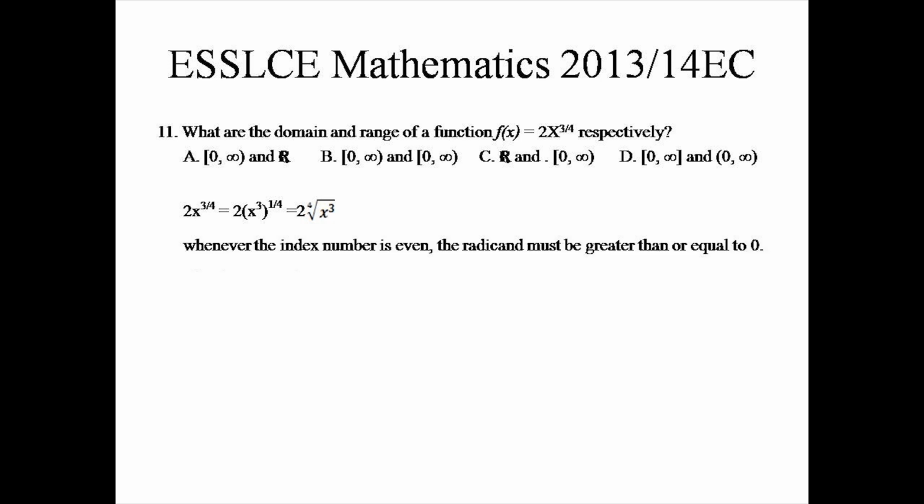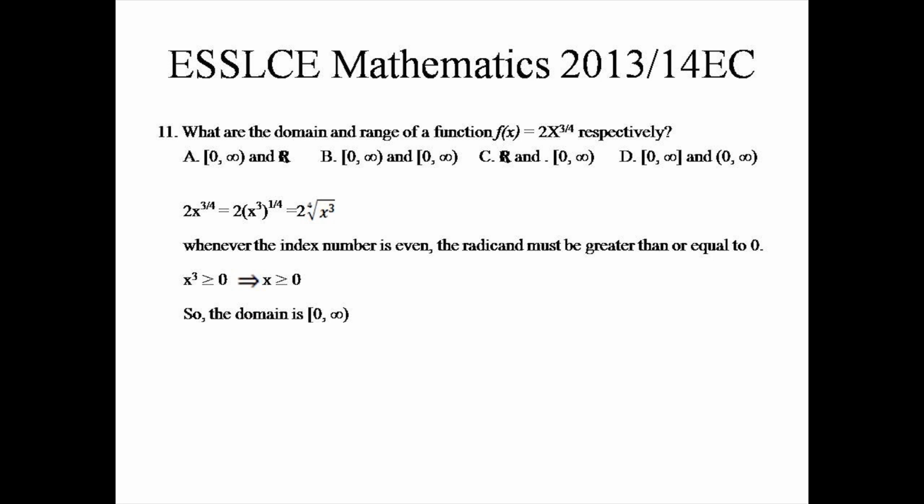What are the domain and range of a function f of x equals 2x to the power of 3 over 4, respectively? 2x to the power of 3 over 4 can be rewritten as 2 times x cubed, the whole raised to 1 over 4, which is equal to 2 times the fourth root of x cubed. Whenever the index number is even, the radicand, or the stuff inside the radical, must be greater than or equal to 0. Thus, x cubed must be greater than or equal to 0. This implies x is greater than or equal to 0. So, the domain is 0 to infinity.